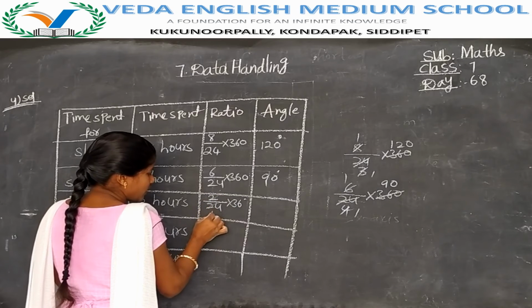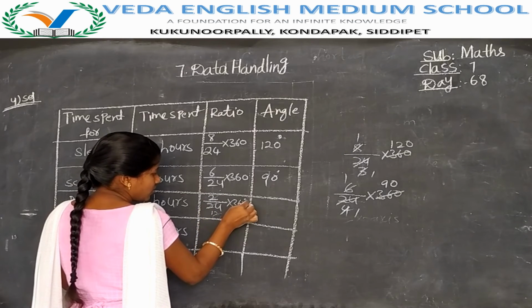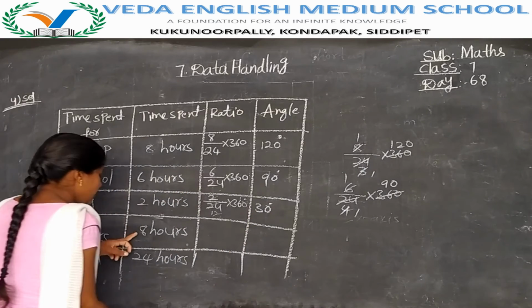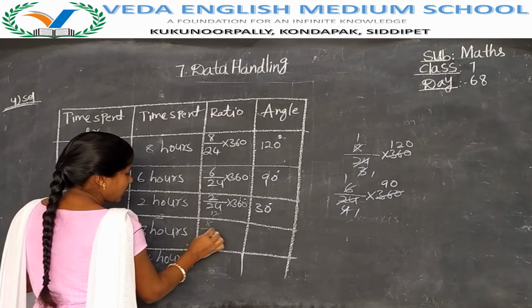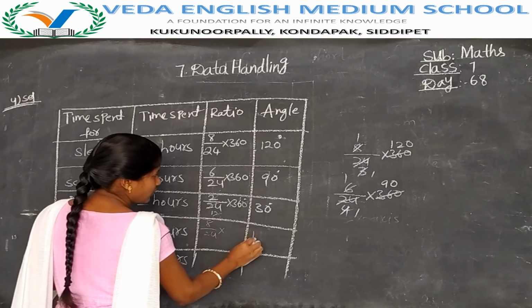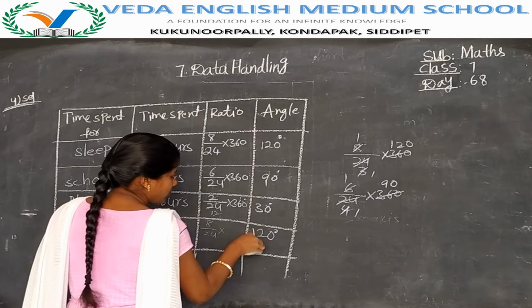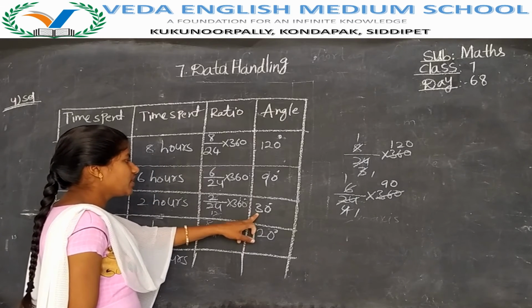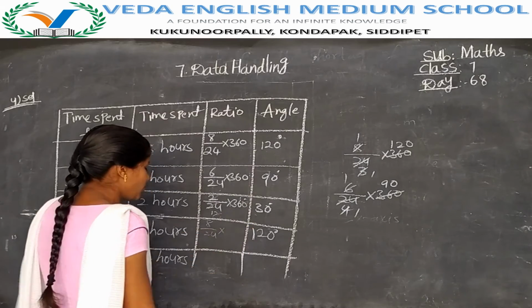2 ones are 2, 12s are 12, 12 ones are 12, 30s are 30 degrees. Then 8 hours: 8 by 24 into 365. Here, for 8 hours, how much do we get? 120 only. 120, 120, 240, 240 plus 30 is 270, 270 plus 90 is 360. Yes, we got 360 degrees.